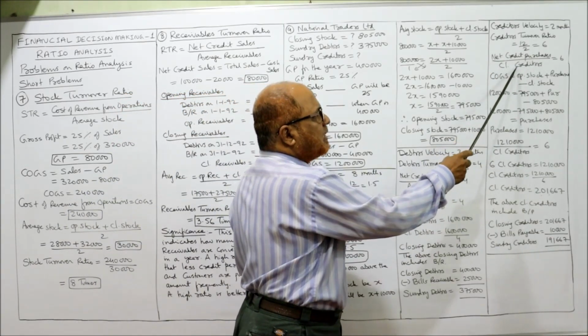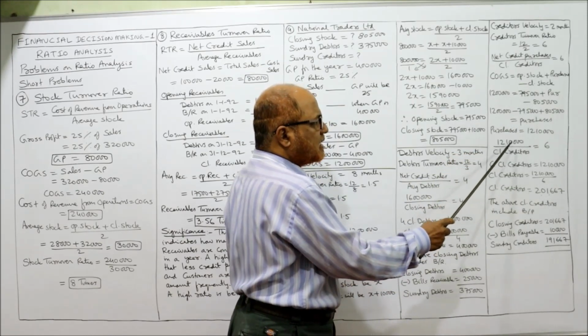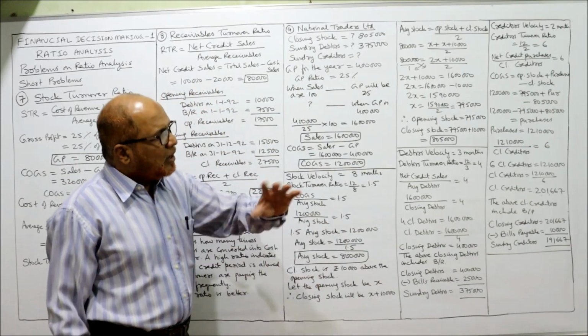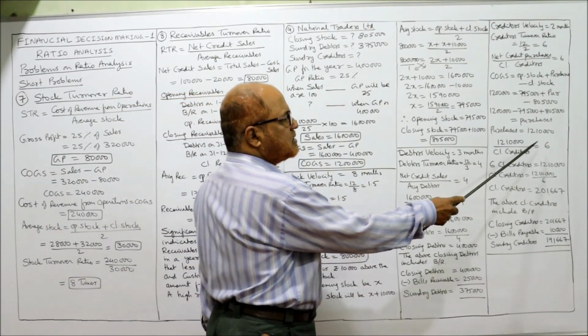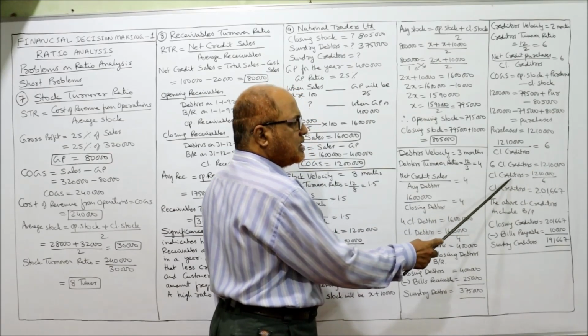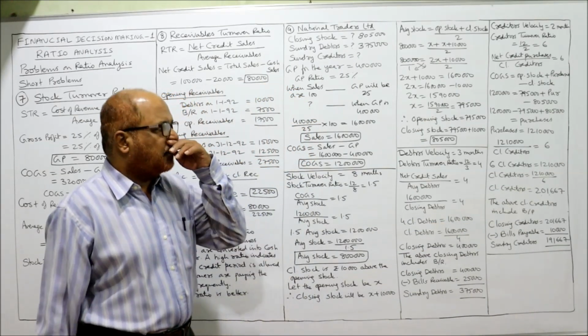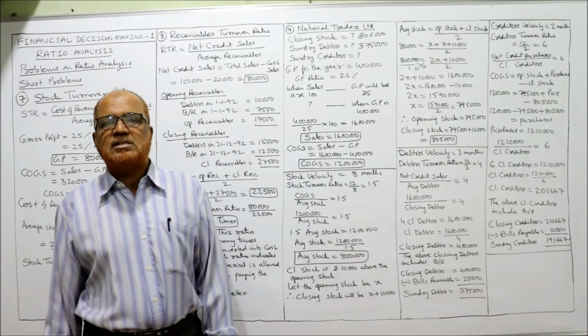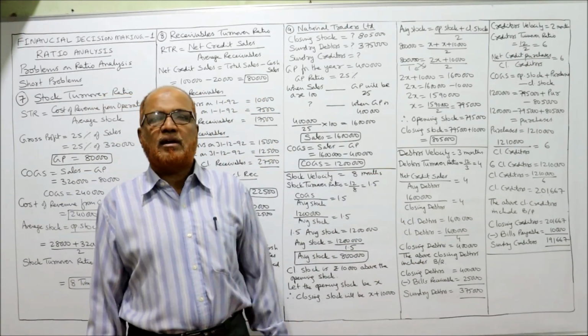Net credit purchase by closing creditors. So 12,10,000 divided by closing creditors is equal to 6. Now cross multiplication. 6 closing creditors is equal to 12,10,000. So closing creditors 12,10,000 divided by 6. You will get 2,01,667. That is the closing creditors.